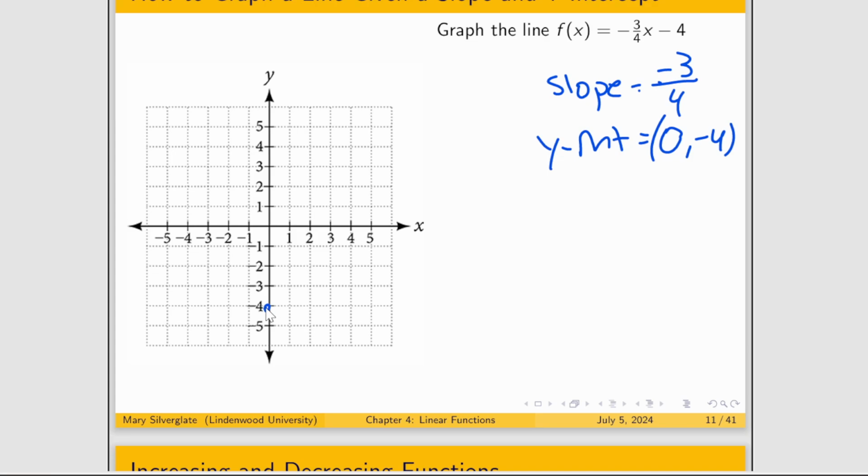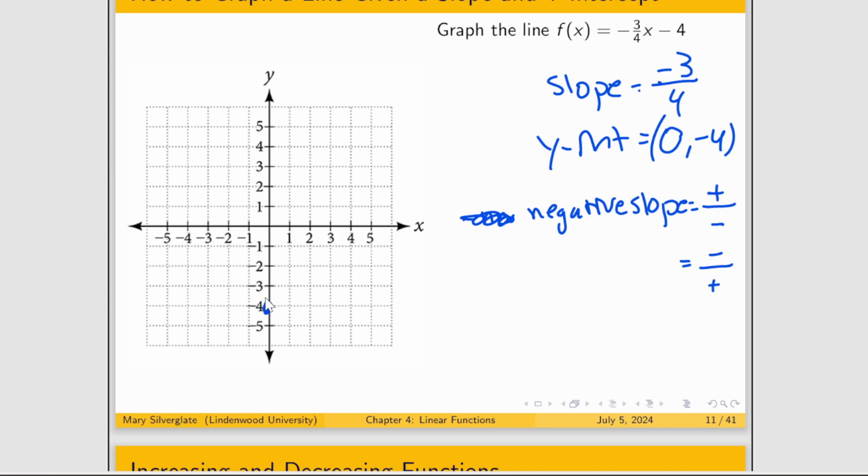So we want to start off at the point 0, negative 4, and then we want to move according to our slope. So if we're going to do a negative slope, let's just write that. So negative slope. There's two different directions we can move. We can either move positive on the y's and negative on the x's, or negative on the y's and positive on the x's, because either way, a positive divided by a negative is a negative, or a negative divided by a positive is a negative.